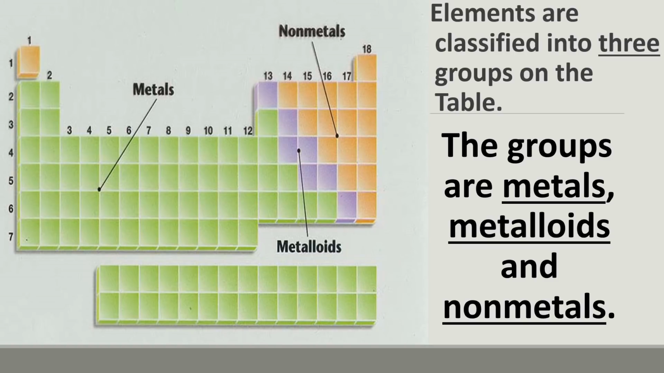So, elements are going to be classified into three groups in the periodic table. These are going to be the metals, which constitute the majority of the periodic table, metalloids, which are only a small part, but you can see those right there. They make a little zigzag pattern. And then the nonmetals, which includes hydrogen, which is over here actually on the metal side.